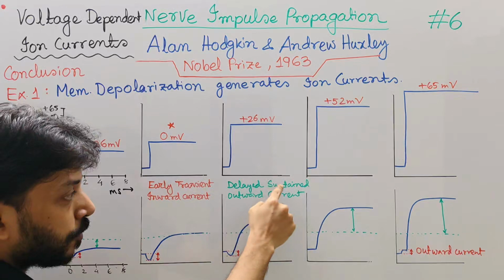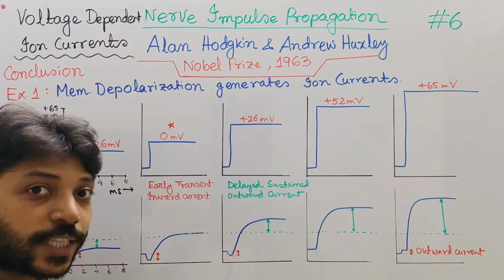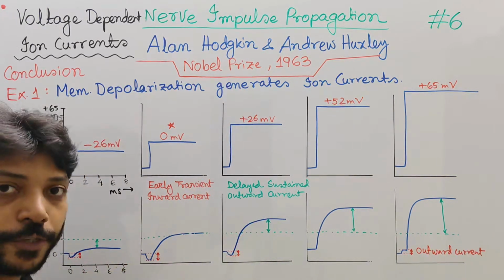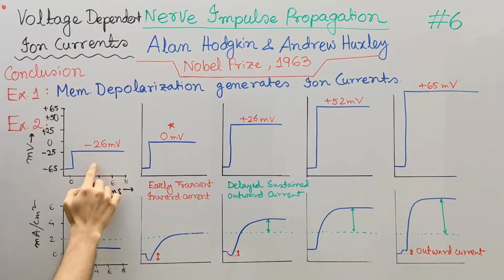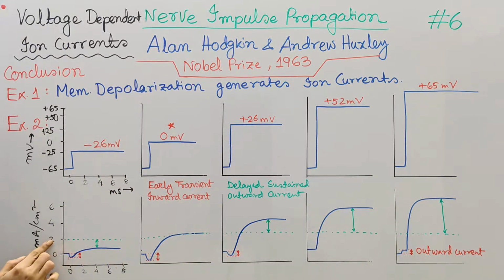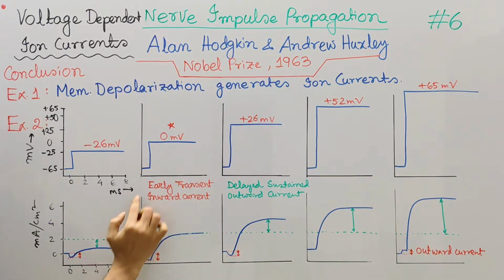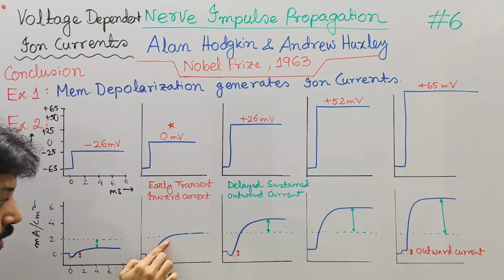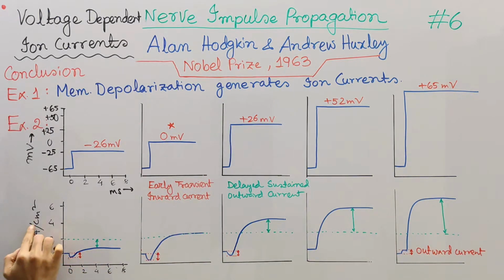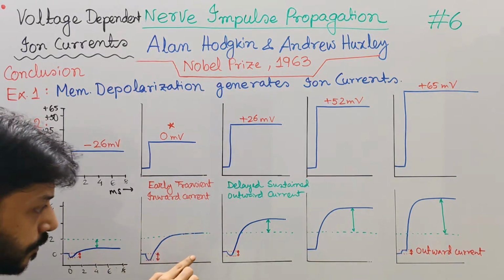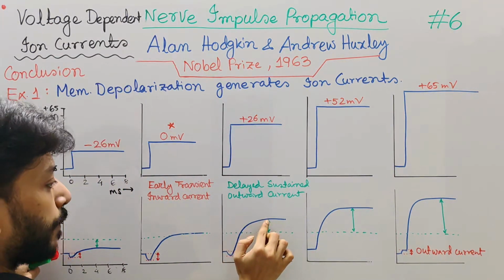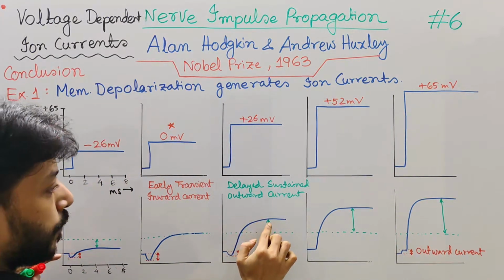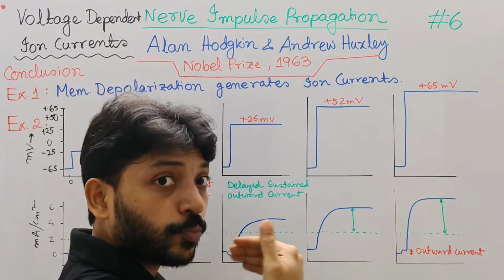And in case of this delayed sustained outward current, what did they get? That this current behaves differently. Here, at minus 26 millivolt, the current is flowing at less than 2 milliampere per centimeter square. When increased to 0 millivolt, it touches 2 milliampere per centimeter square. When increased further to plus 26, it increases up to 4 milliampere per centimeter square. When it increases to plus 52, it increases further.